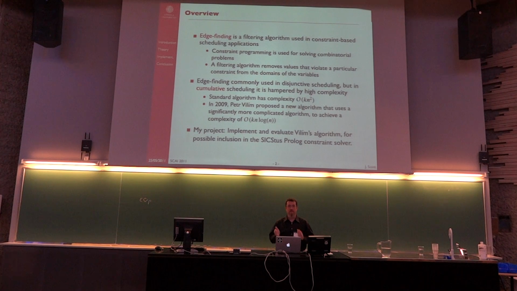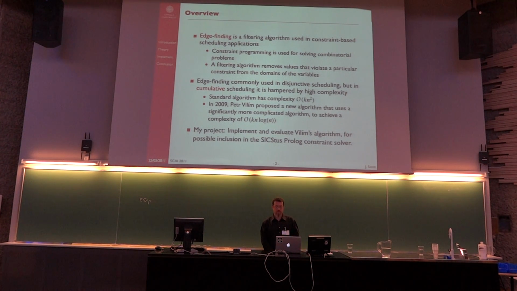It takes a certain set of variables and it removes values from the domains of those variables when they cannot participate in a feasible solution. Now, edge finding is a filter which has been long used in disjunctive scheduling. That is, scheduling applications where only one job gets scheduled at a time. And it's also applicable to cumulative scheduling. That is, scheduling where we can have several jobs using the same resource at the same time.